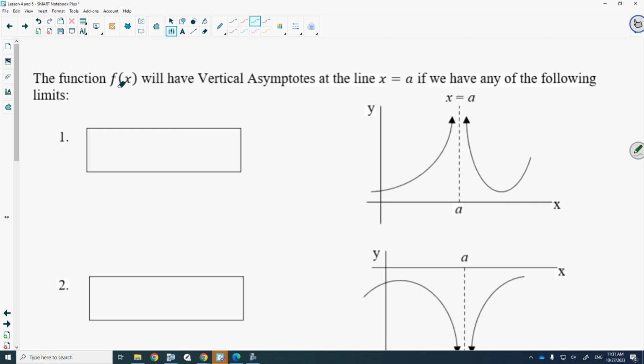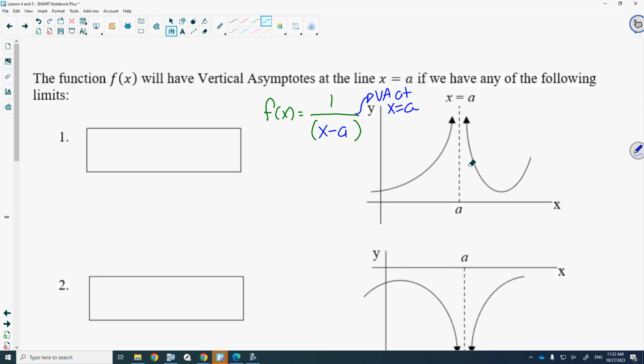The function f of x will have a vertical asymptote at the line x is equal to a if we have any of the following limits. So remember, with vertical asymptotes, we get them from our denominators. If I have x minus a in my denominator, I'm going to have a VA at x is equal to a. And remember, if I have a factor of x minus a in the numerator, that's going to give me a hole in my graph. So it's when we don't have common factors that this would be a vertical asymptote.